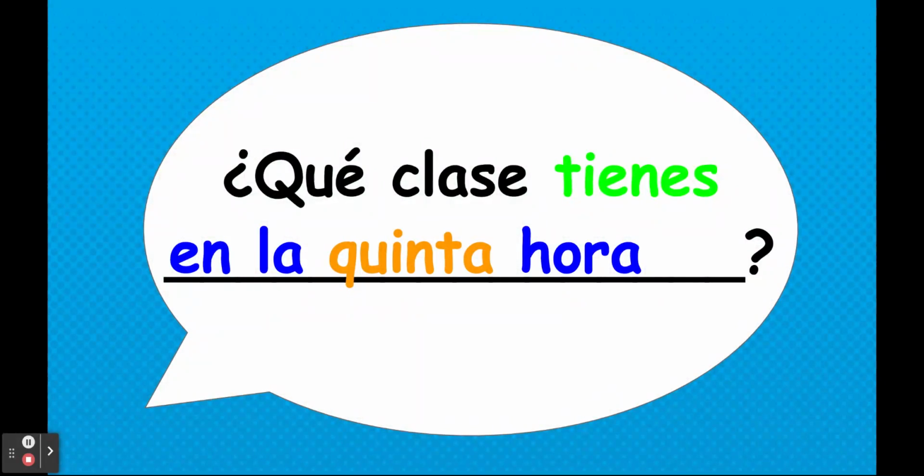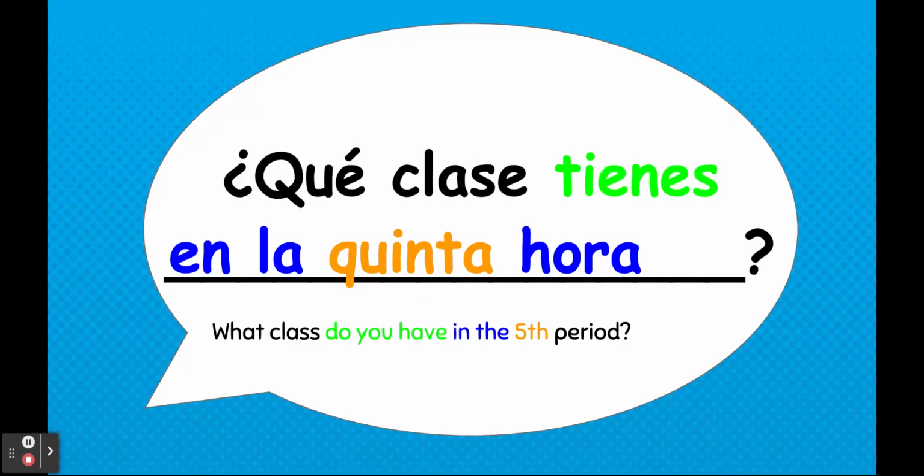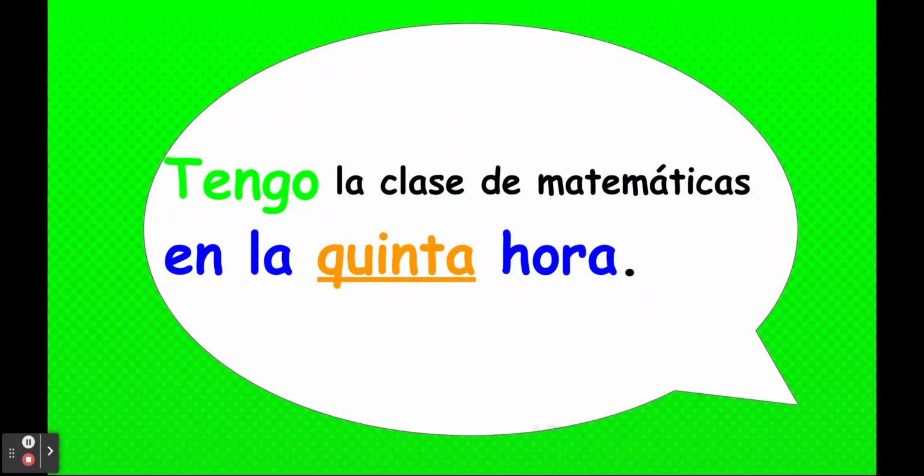All right, last example. ¿Qué clase tienes en la quinta hora? To say that, you would say, what class do you have in the fifth period? To answer this question, we would say something like, tengo, I have, and whatever class we have. So if we had the class of math, we might say, tengo la clase de matemáticas en la quinta hora. Or, I have math class in fifth period.